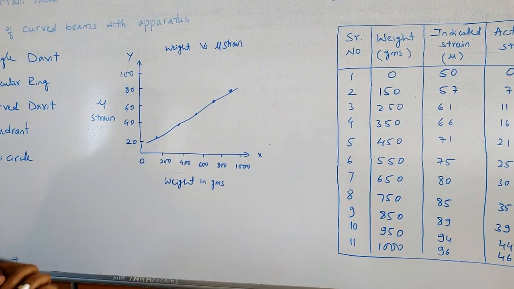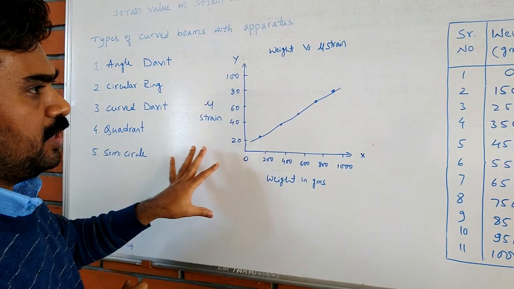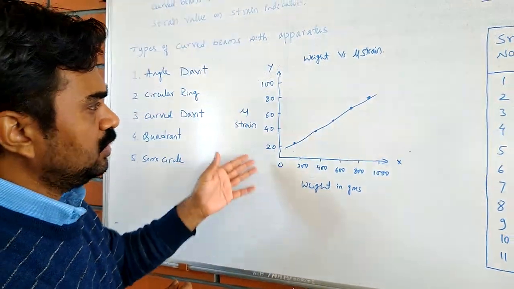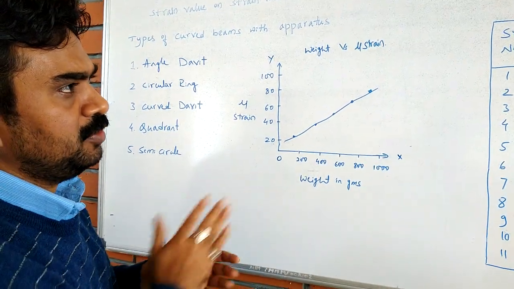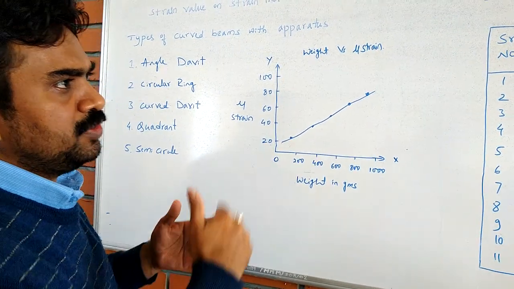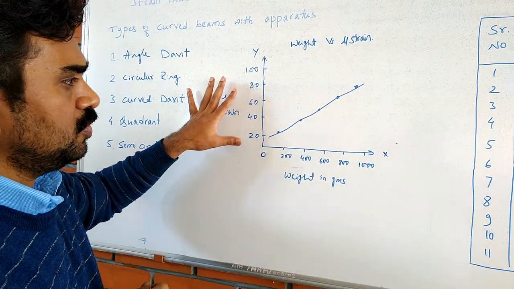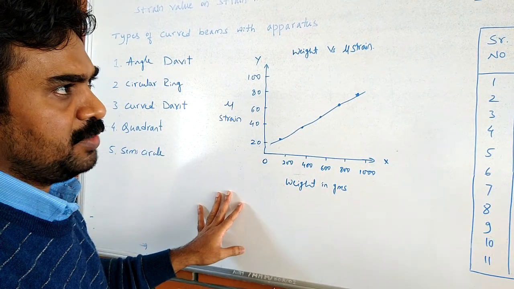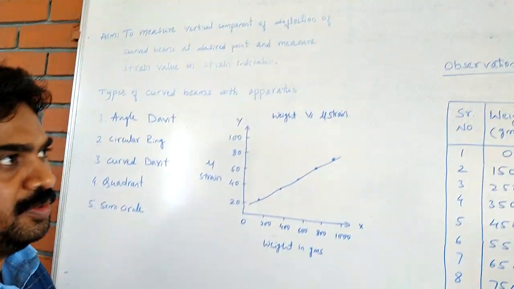For the student group, the readings will be provided. The student has to plot the graph and complete the table. Readings like weight and indicated strain will be given. Based on that, the student has to calculate the actual strain and then draw the graphs, to complete the journal write-up and the experiment. This is the completion of deflection of curved beams. Thank you.